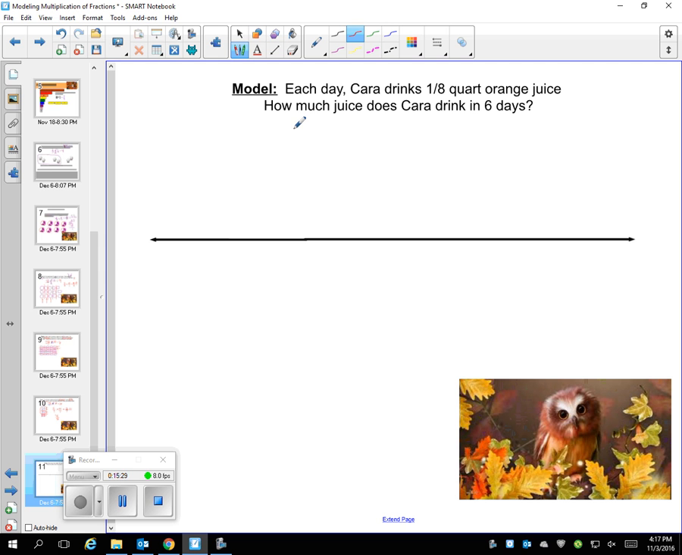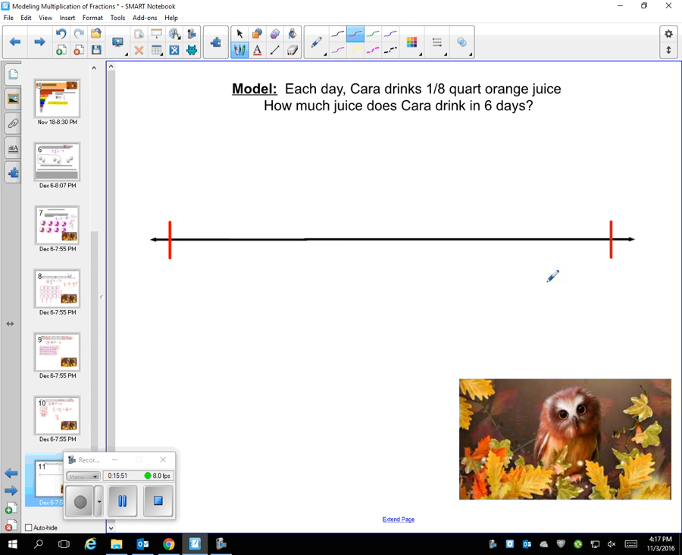Model. Each day, Kara drinks 1/8 quart orange juice. How much juice does Kara drink in 6 days? Now, we want to model this one a little bit differently. The reason I want to model it like this is because I want you to be able to see it on a number line, because you're going to see a couple of problems like that on maybe a test. And I know you will on your assignment today.